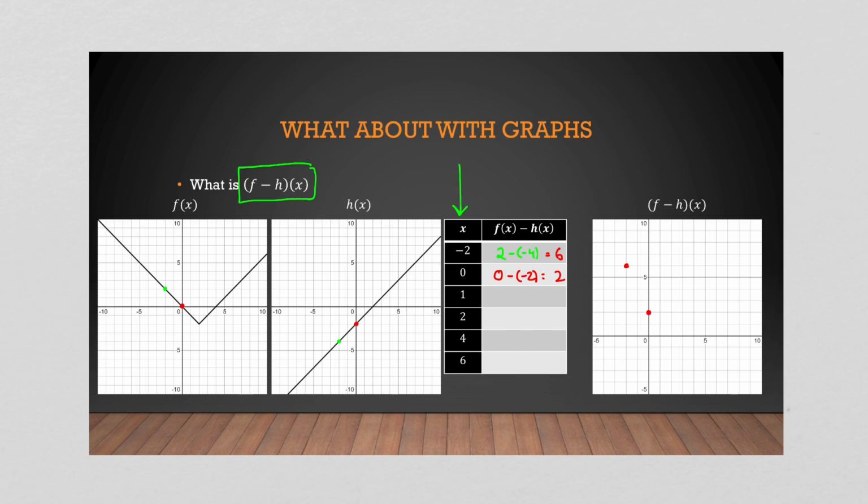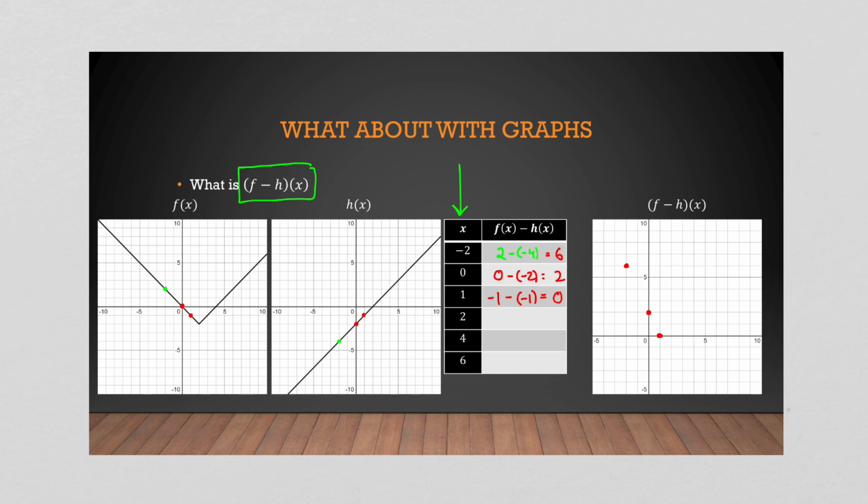So now let's keep going. When x is 1, I have -1 for f of x minus -1 for h of x. Now let's see if I can do my arithmetic properly. -1 minus -1 is 0. So when x is 1, y is 0. So I'm on an x-intercept there.